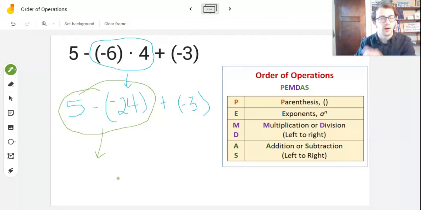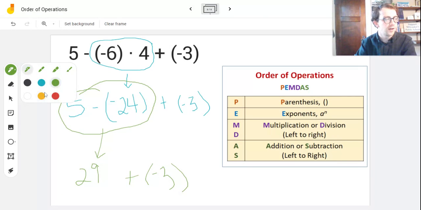5 minus negative 24. Oh gosh, I hate subtracting a negative. My mind does not do well thinking about taking away a negative. So remember we talked about how instead of minus a negative, I can add the opposite. So it's actually the same as 5 plus positive 24. 5 plus 24 is 29. Okay, did I do anything with the plus negative 3 yet? No, so I'm just going to leave that the same and rewrite it down here. And look at that, I've only got one operation left. My last operation is adding. So all I've got to do is 29 plus negative 3. 29 plus negative 3 equals 26.